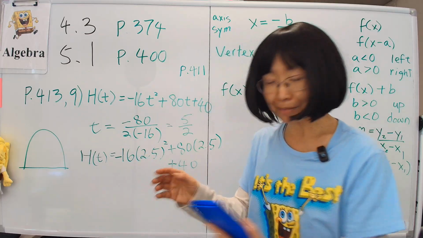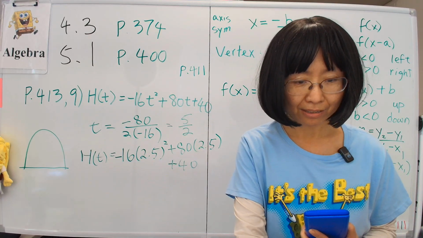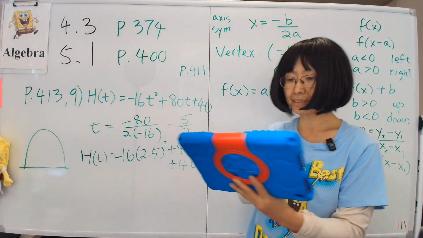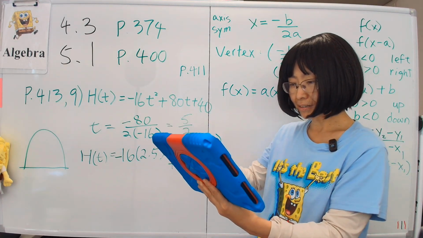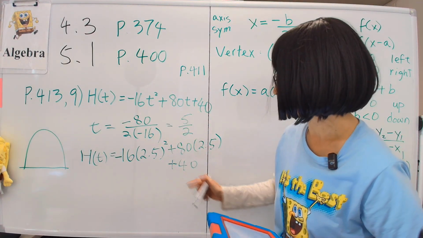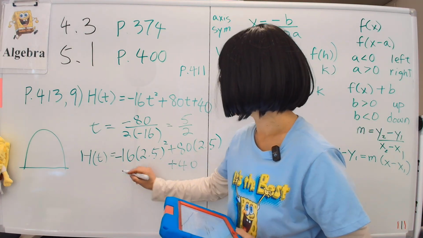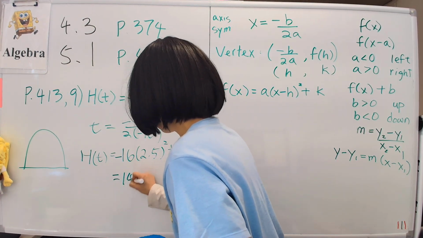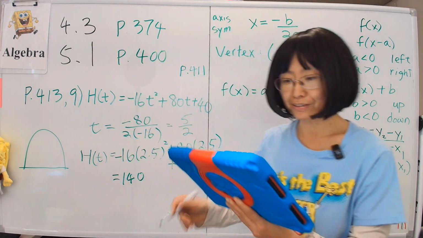Anyway, let me change it to minus. Now I got 140, which, according to the book, does the book say 140? Yes, it does. So the height is equal to 140, which is the highest point this thing reached, whatever we're throwing here.